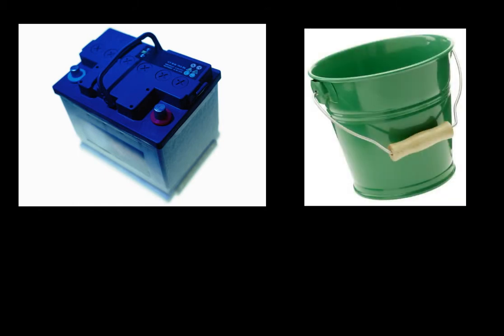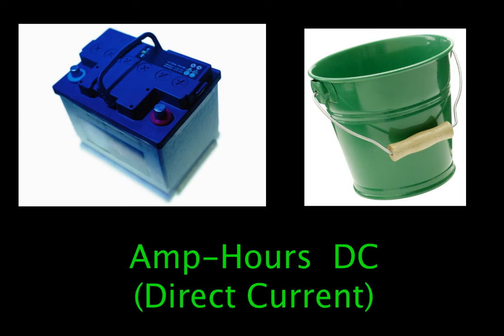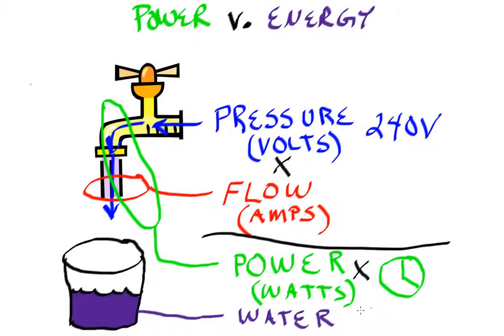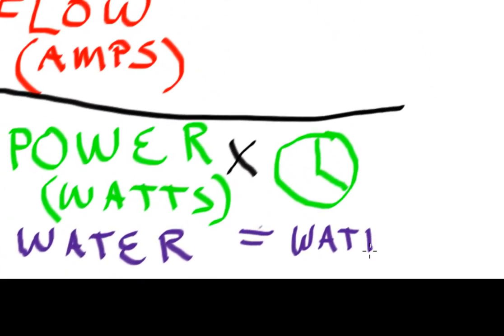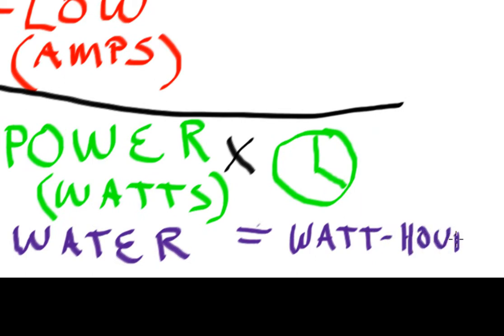Now, if we accumulate power in, say, a rechargeable battery, that's a form of stored energy, like the bucket of water in our drawing. We use the term amp hours to express DC energy, DC standing for direct current. Back to our drawing then, we use the term watt hours to measure AC energy. That is, AC standing for alternating current. Now this all comes together in what's called Ohm's law, which we're going to discuss next.